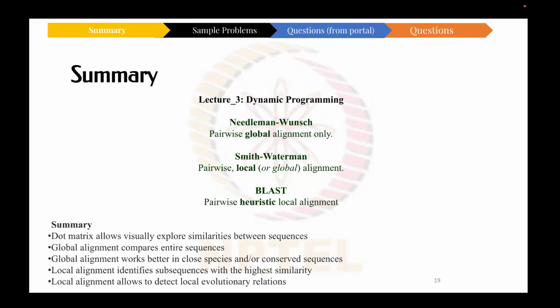Then we have Smith-Waterman. This is for local sequence alignment. Smith-Waterman is similar to Needleman-Wunsch, but it has some changes. It focuses on local similarities within the sequence. It won't align from one end of a sequence to the other end. It tries to find the local similarities.